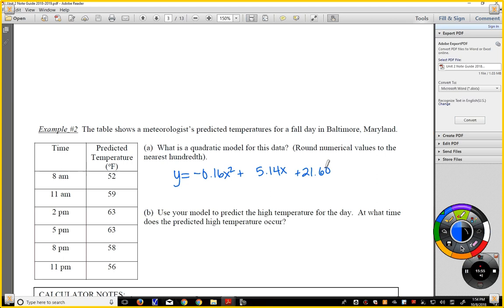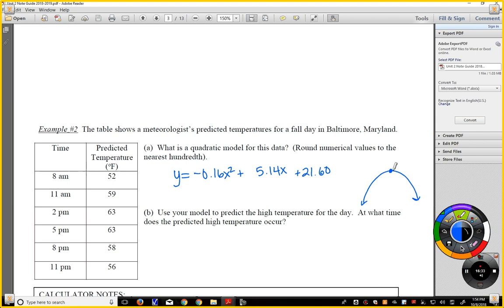All right. What does x represent in my equation? We put in the data. What were we using as x? Good. Time. And what does my y value represent? Temperature. Good. So then it says, use your model to predict the high temperature for the day. At what time does this predicted temperature occur? So this is a parabola that faces downward. Where would the high temperature occur on the parabola, Thomas? At the vertex. Okay.